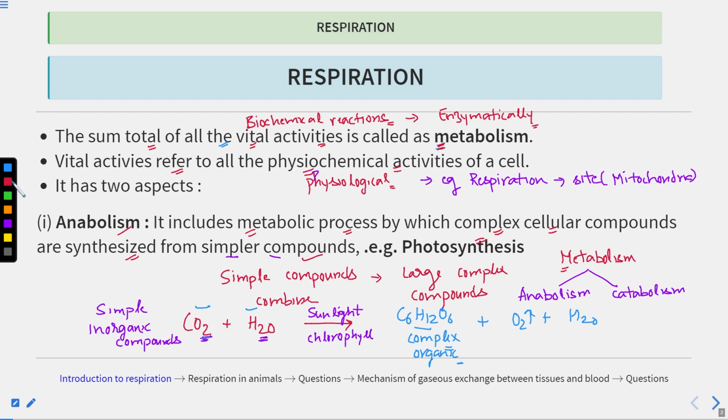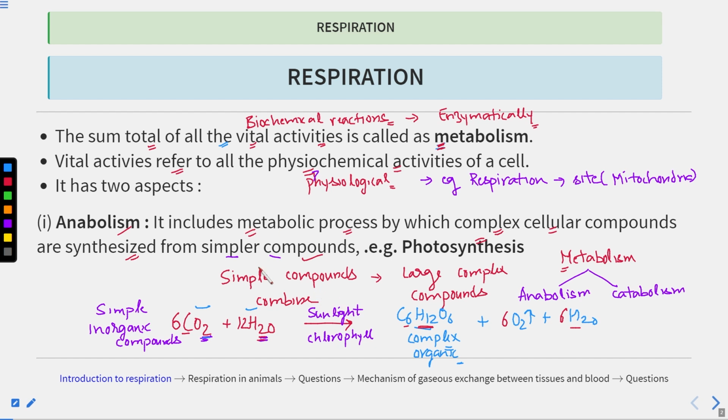If we want to balance this equation, we can write 6CO2 plus 12H2O gives rise to one molecule of glucose, 6O2 and 6H2O. Here 12 hydrogen plus 12 hydrogen means 24 hydrogen, and here we have 24 hydrogen. Carbon is 6, so we have 6 carbon. So this is balanced, and you can see oxygen is also balanced here.